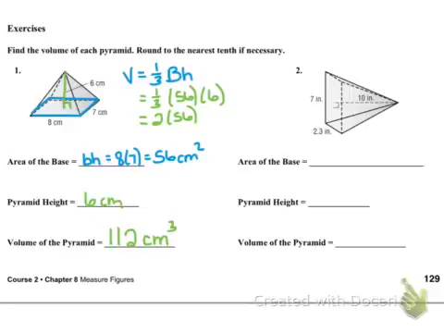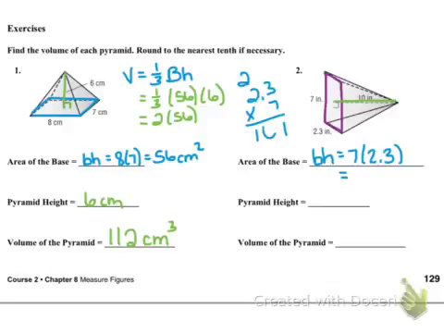Okay, next one. This one's just drawn at a funny angle, but it's still the same thing. Here's our rectangular base down here, a 7 by 2.3 rectangle, and you can see the height right here of 10. So I've got a rectangle, base times height: 7 times 2 3/10 is 16.1 square inches.